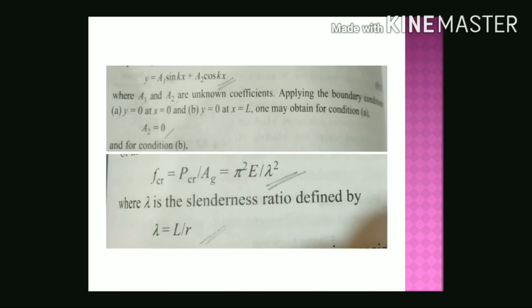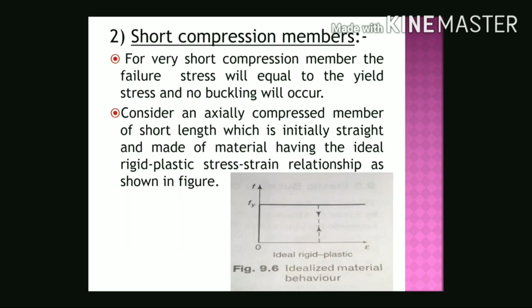These are the formulas related to long compression members. The second one is short compression members. For a very short compression member, the failure stress will equal the yield stress and no buckling will occur. Consider an axially compressed member of short length, which is initially straight and made of material having the ideal rigid plastic stress-strain relationship as shown in the figure.